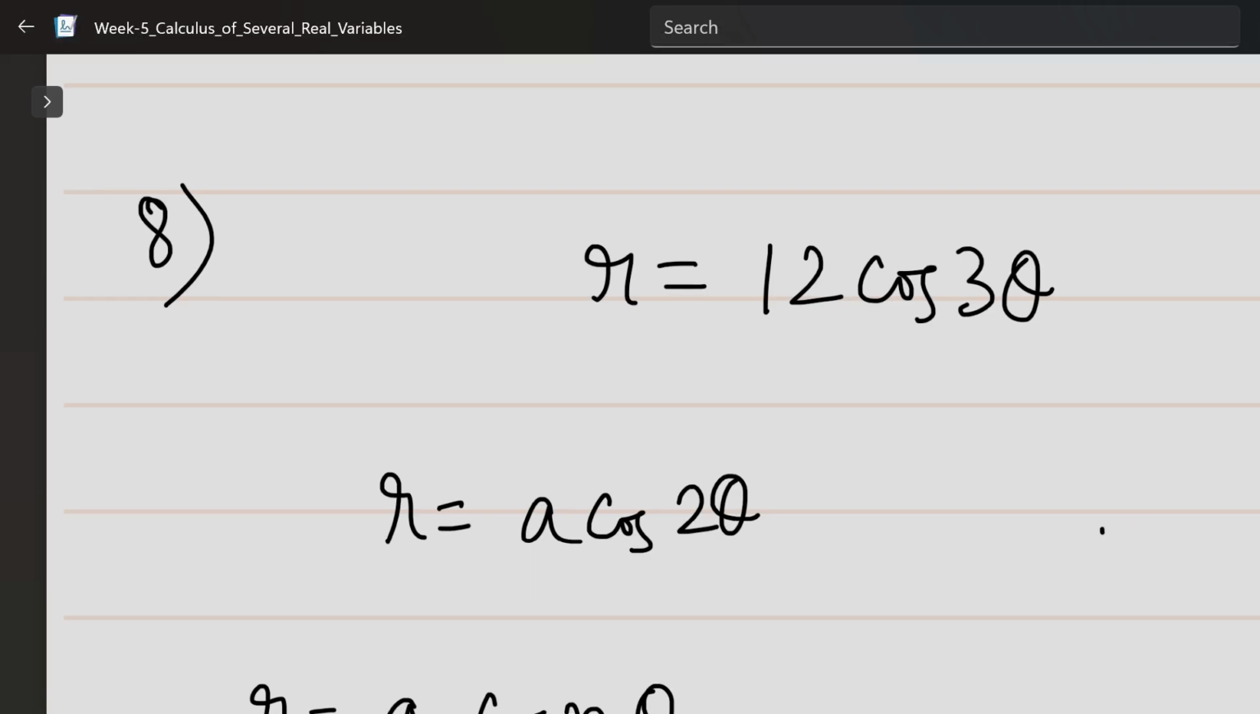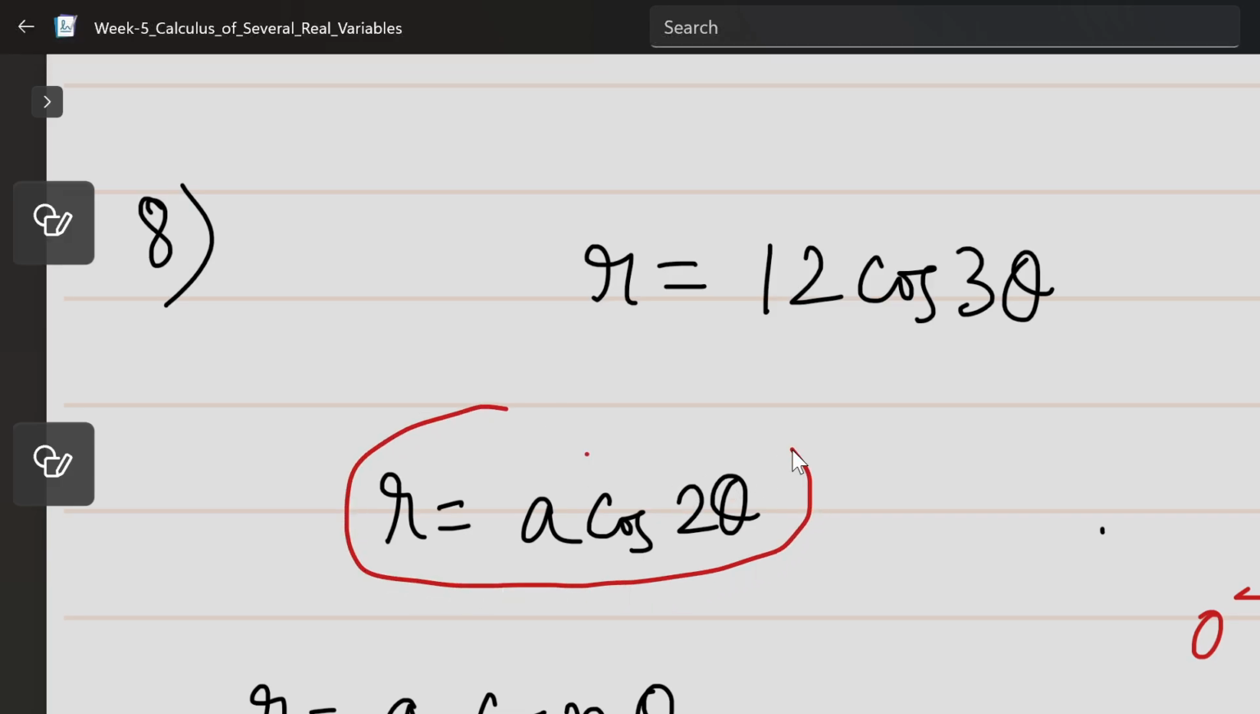Let me show how you draw the leaf. Here it is r comma theta, not the xy plane. r starts with 0 and theta means some angle. Suppose I am giving an example for 2 theta. Here n is even, so 2 is even. That means there are 4 leaves. The leaf will be like this. This one is one leaf.